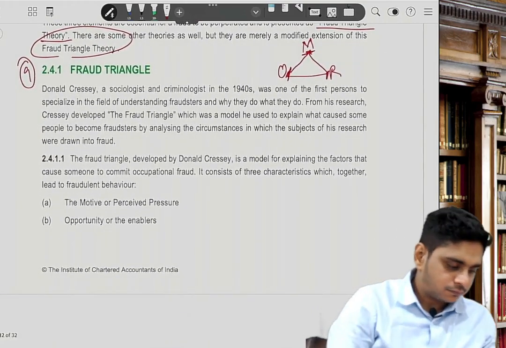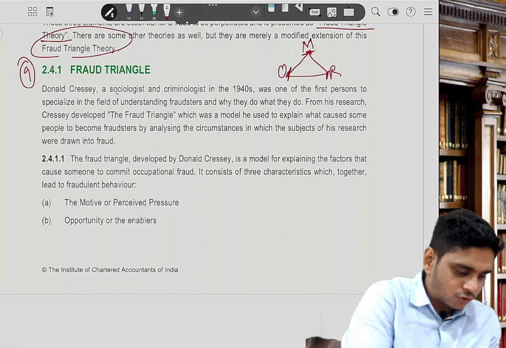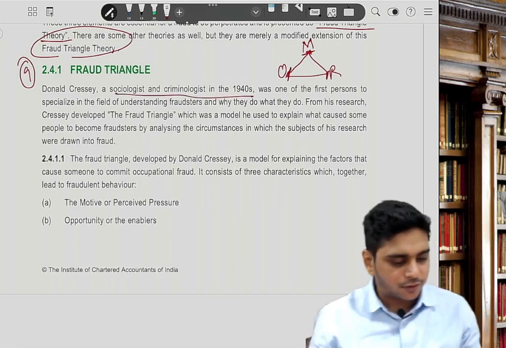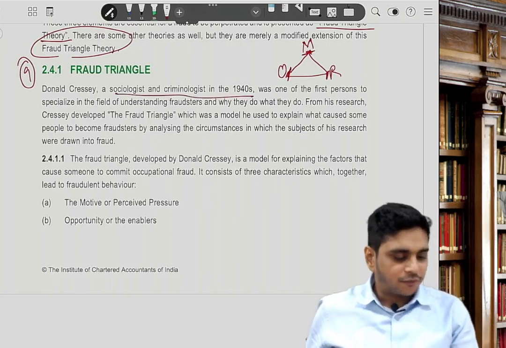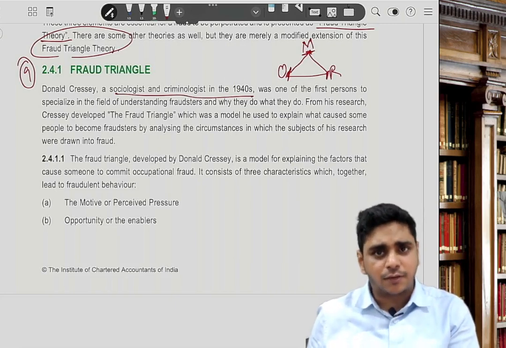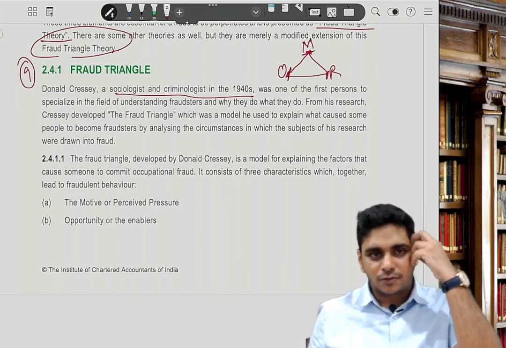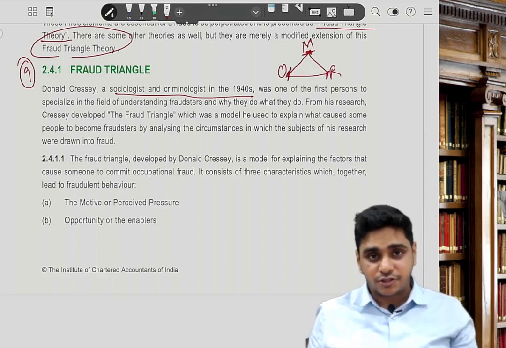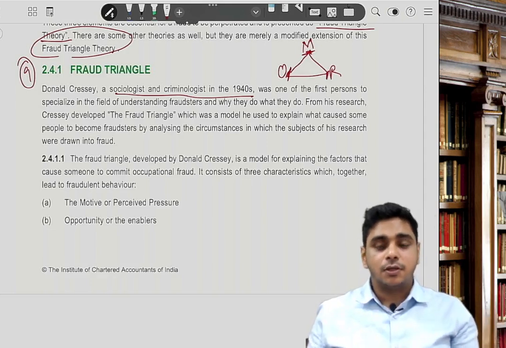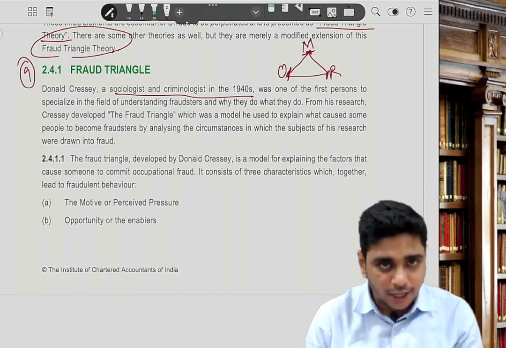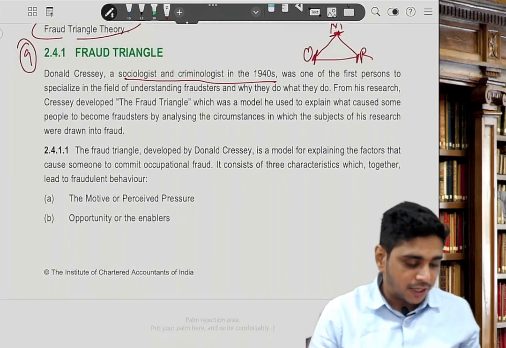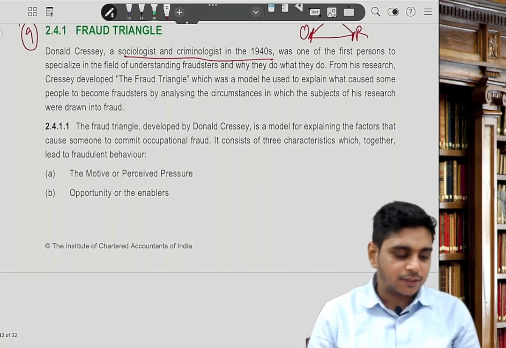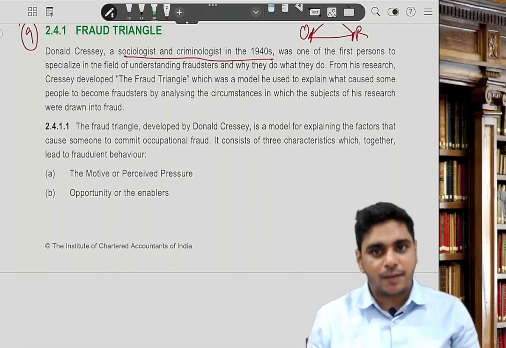Now, it was developed by sociologists and criminologists in the 1940s. There was a man called Donald Cressey, the first person to specialize in understanding frauds, why they happen and what they do. He was the first one to understand why and how fraud happens. The fraud triangle was developed by Donald Cressey and is a model explaining the factors behind why fraud happens.